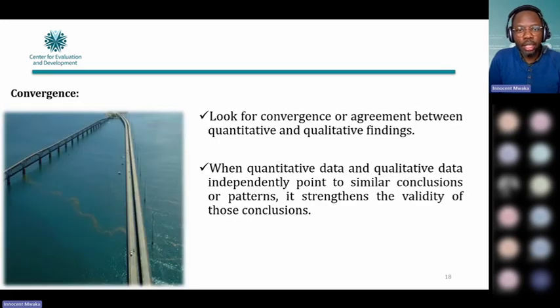One of them can be as a form of convergence. So you are trying to look at what kind of agreements there are between data that was collected independently from quantitative and qualitative, and if they are arriving at similar conclusions, this increases, of course, the validity and the confidence.